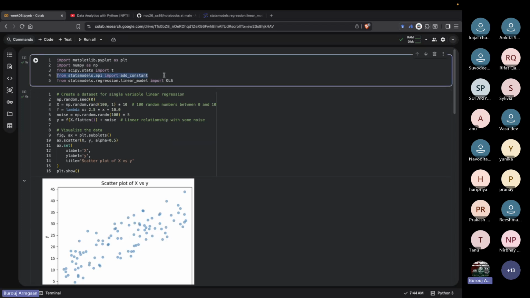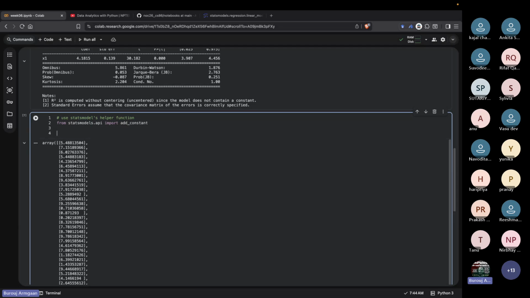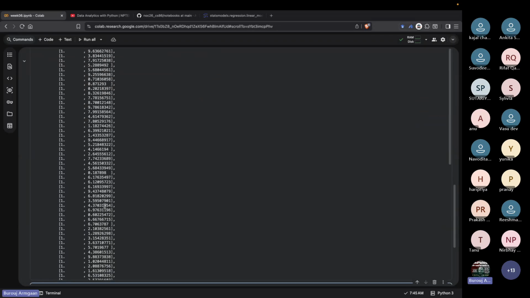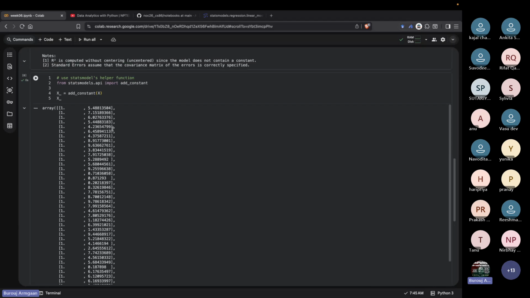You have this function called add constant. You can say, let's say x prime or x bar is equal to add constant to x. And if you print this now, you would notice that we have two columns essentially. For every data point, you have a constant one and you have this.